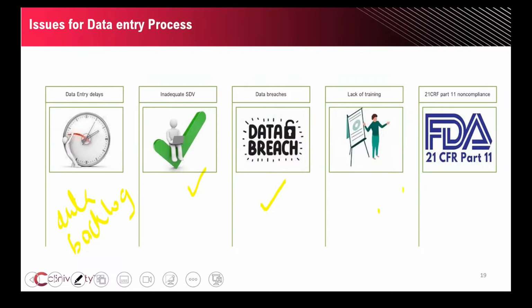Then there is lack of training, that is insufficient training for the data entry person, which leads to errors and obviously non-compliance with the data entry standards as well as the protocols. And then you have the regulatory compliances, where non-compliance is with 21 CFR Part 11, which is a failure to comply with the electronic record keeping and electronic signature regulations, which will lead to certain regulatory issues.